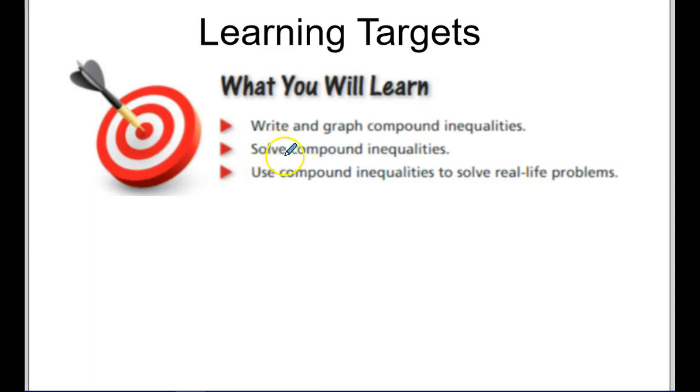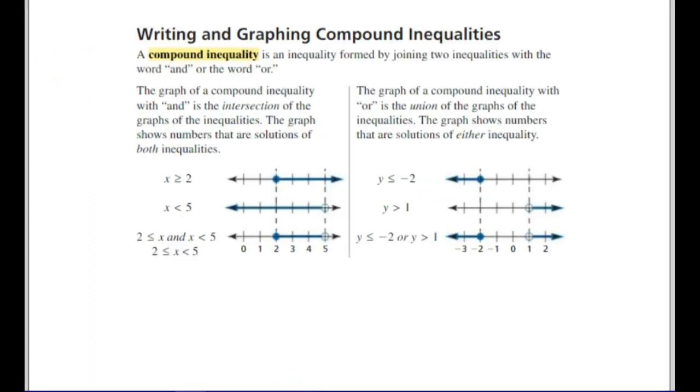Then we're going to be solving some of those compound inequalities, and then we're going to be looking at some word problems, some real life problems with those compound inequalities. So the first thing, a compound inequality is where we have an and or an or. Those are going to be our two statements. We've been just dealing with simple inequalities. Now we're adding some more in.